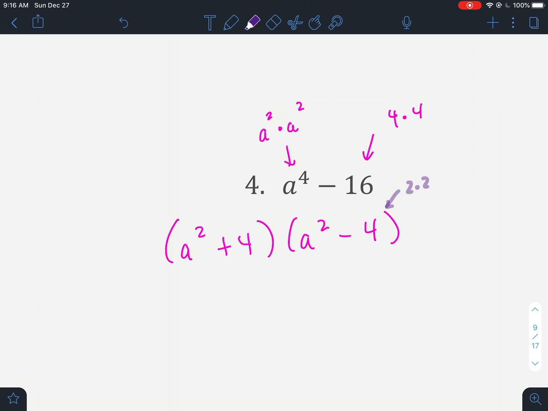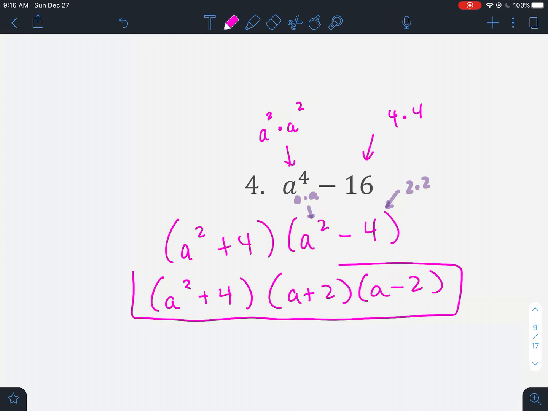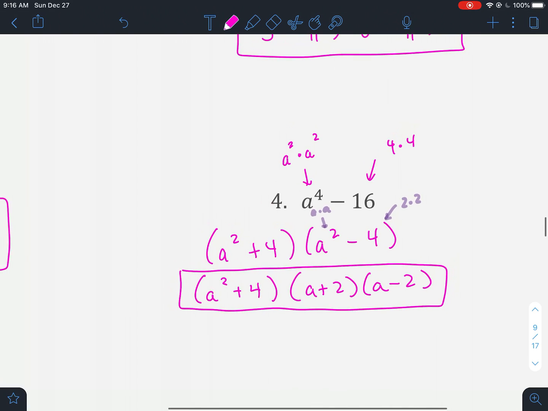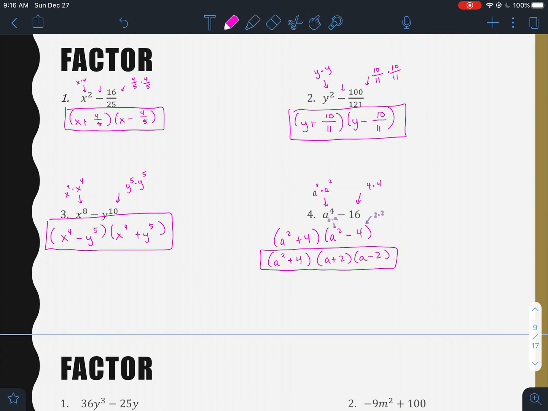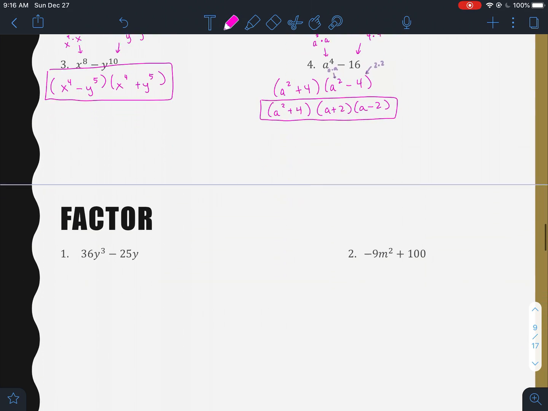On this one, we need to be careful because notice what happens in that second parentheses. You have a difference of two squares again, 2 times 2 and a times a. So this factors again. So you have a squared plus 4, and then this a squared minus 4 will factor into a plus 2 times a minus 2. So that is the original expression factored completely.